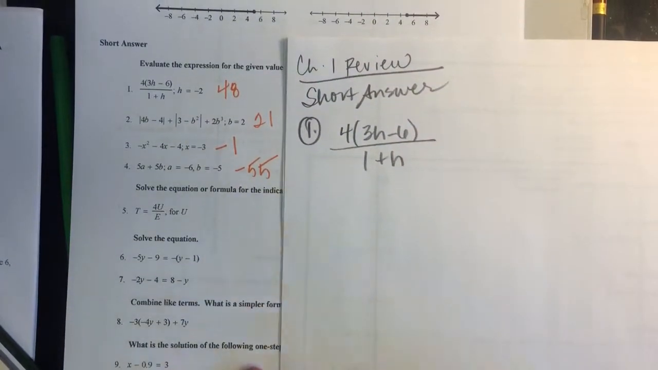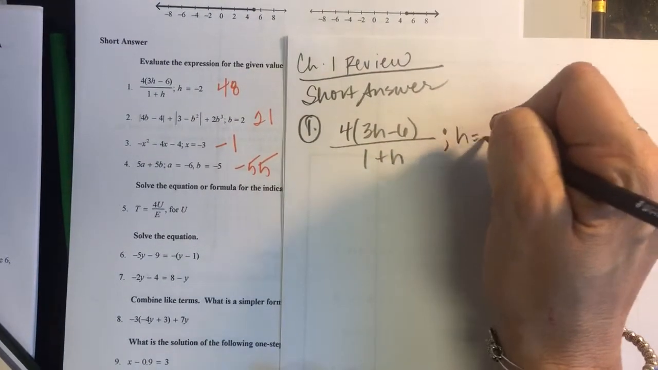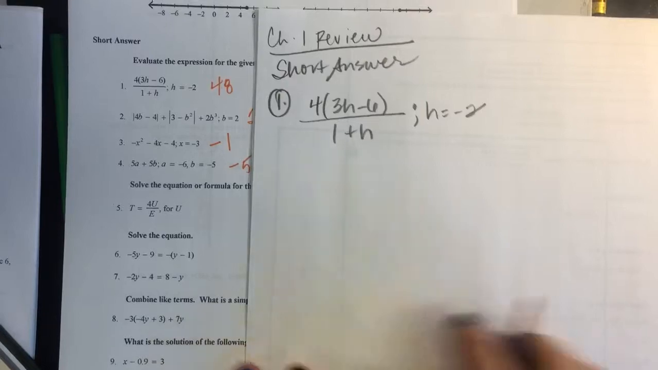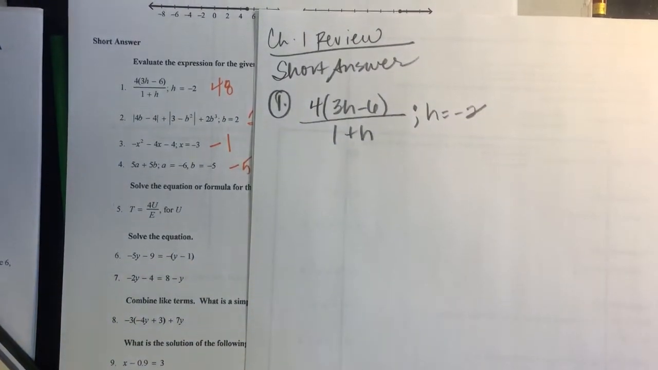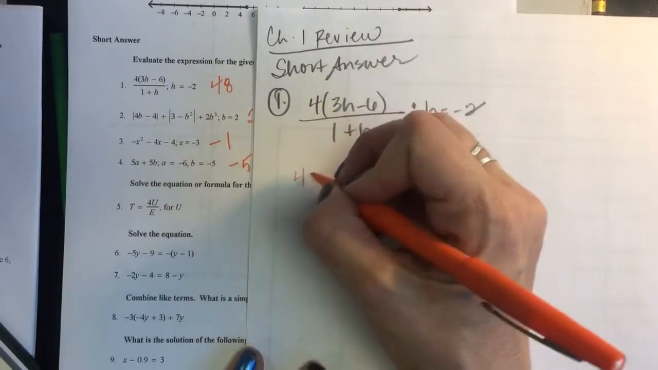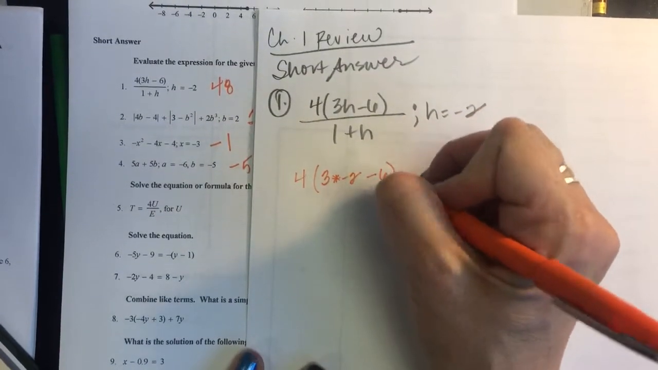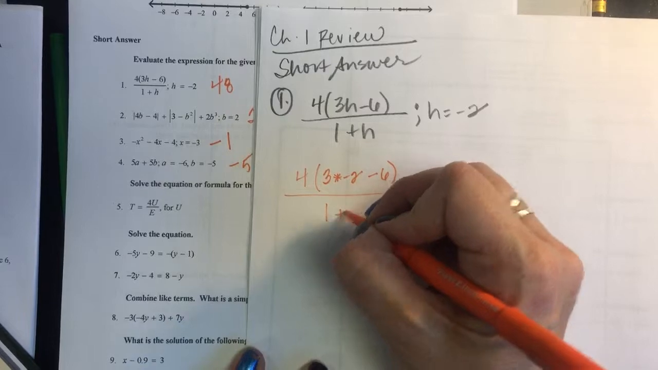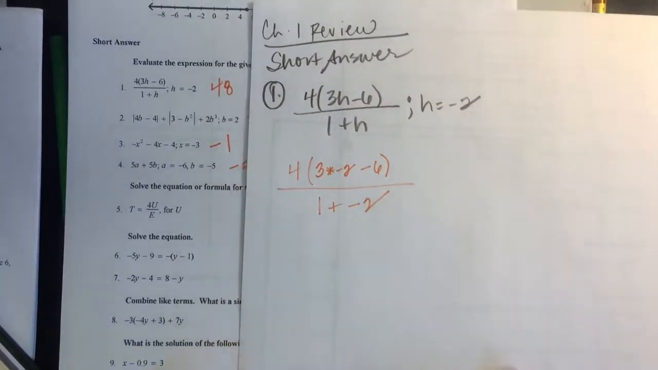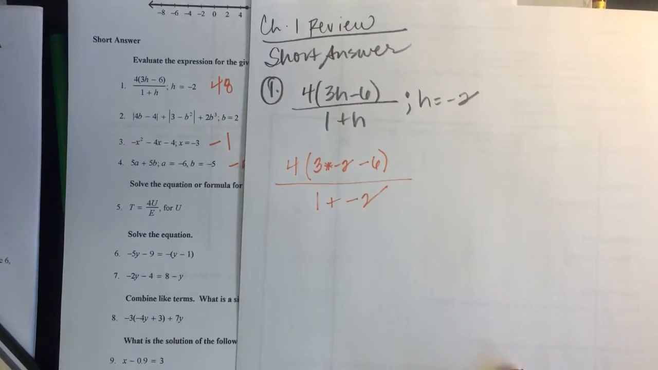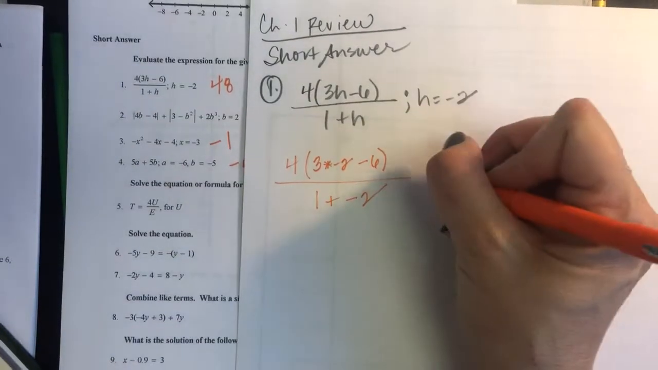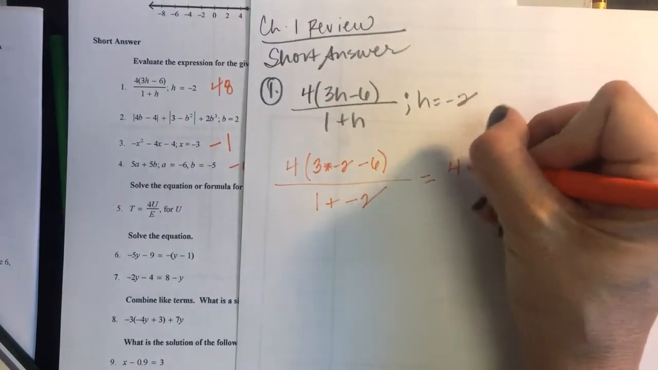They want me to solve this given that h equals -2. And so then anywhere I see an h, I'm going to put in -2. So 4 times 3 times -2 minus 6 all over 1 plus -2. So I'm putting -2 in where I see h's, and then I've got to go through and do the math.